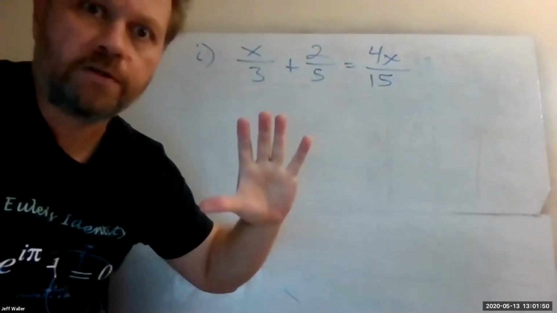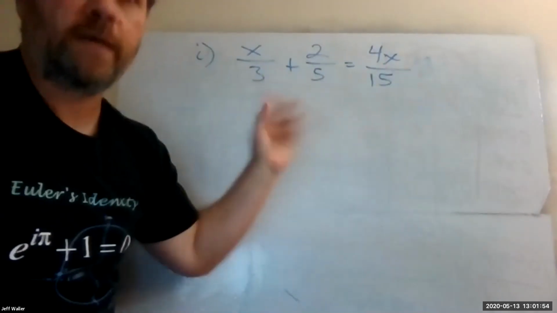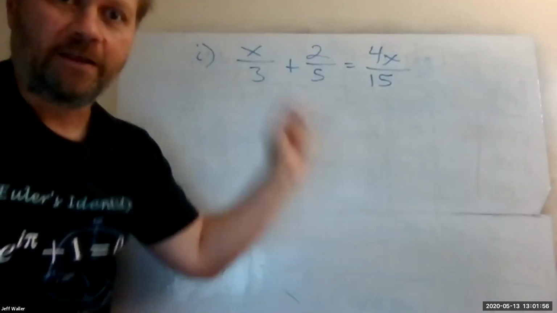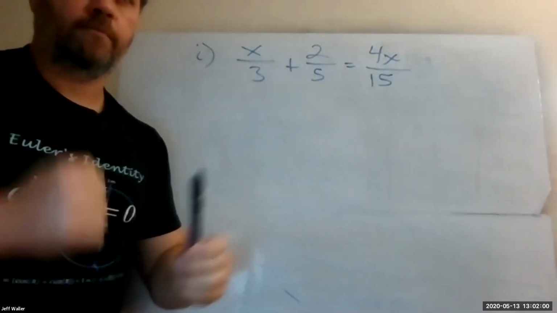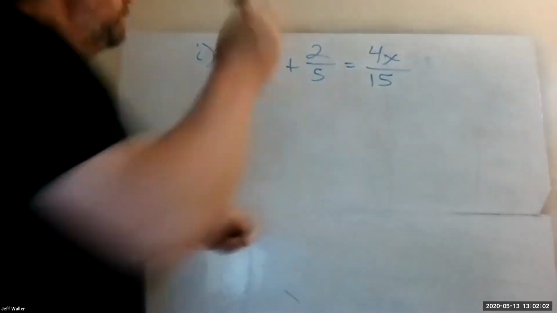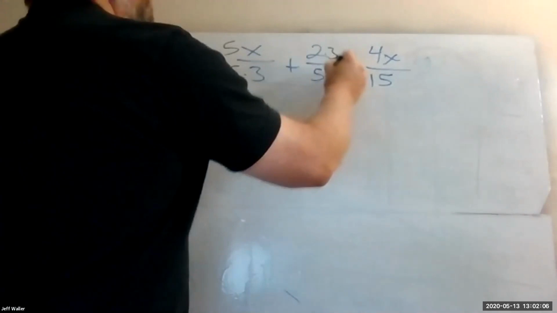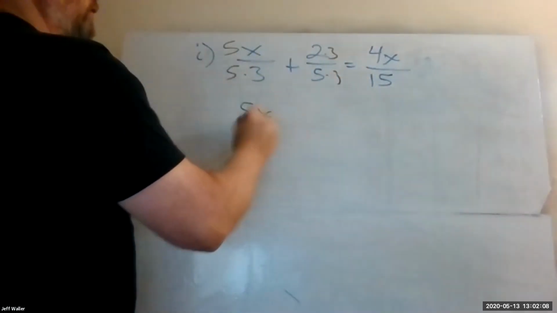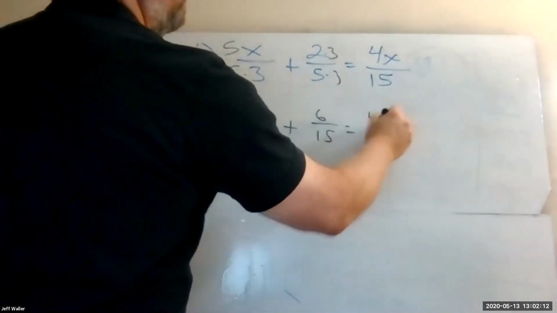The other ones weren't. Right? What can I do in an equation? I can multiply both sides by something. And what would the LCD be? 15. This guy's missing a 5. This guy's missing a 3. So then I get 5x over 15 plus 6 over 15 equals 4x over 15.